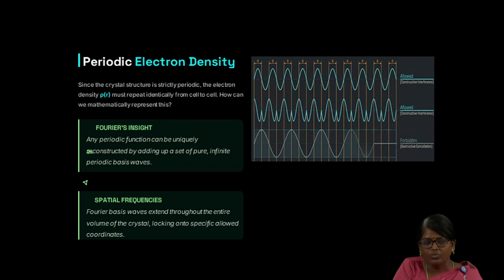That a naught, an and bn are the weightage of a particular sine wave in the construction of the periodic wave function. So there are going to be a definite number of sine waves and cosine waves added together to form a periodic function. So the Fourier coefficient will tell you the weightage of that particular sine wave in the periodic function. Now come to our case. Electron density, rho of r, is a periodic function, and we can represent that electron density as a Fourier series.